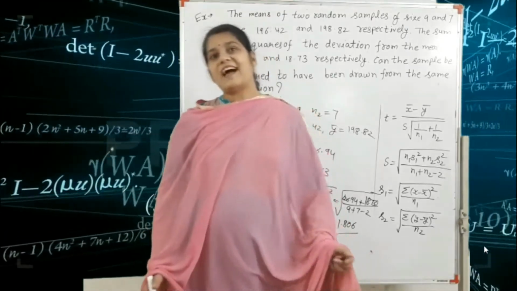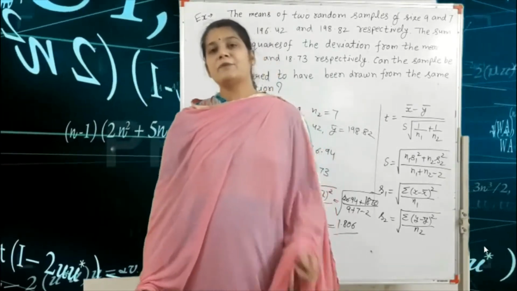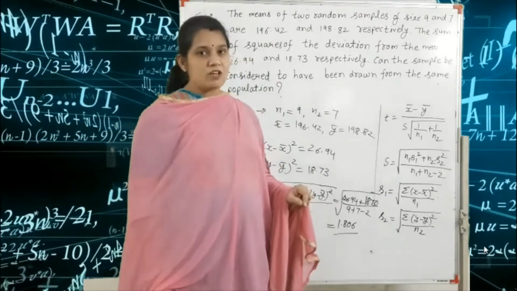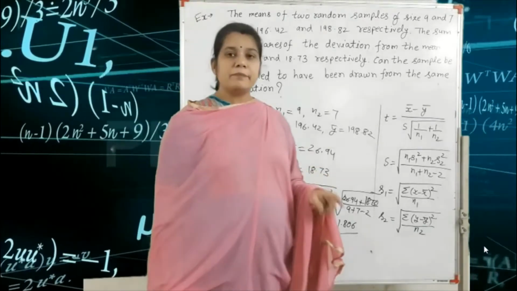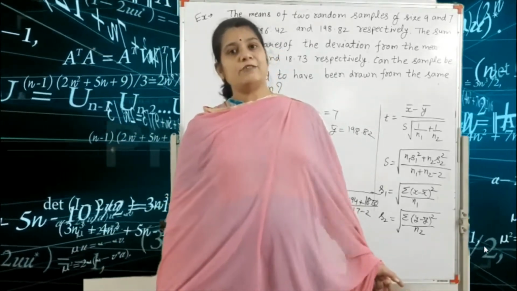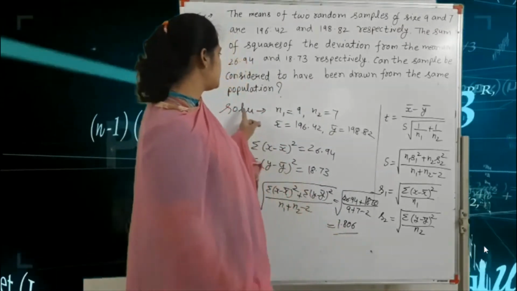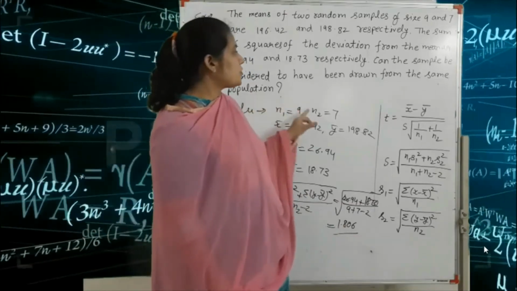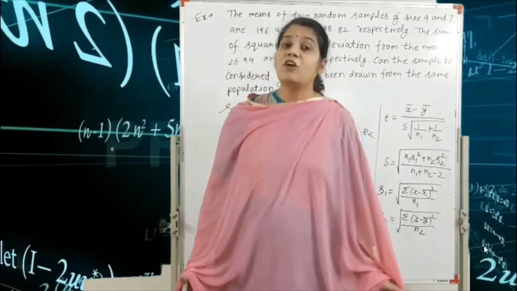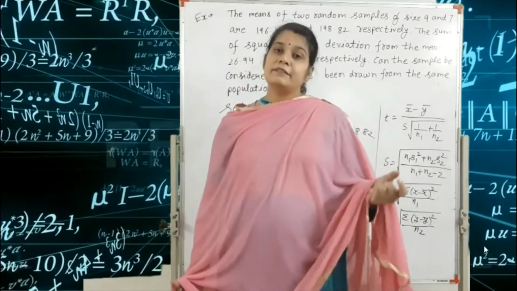After that, we write the steps. The first step is the null hypothesis. The null hypothesis H naught is mu1 equal to mu2. Because this example depends on the mean, we use the t student test, because the number of samples is less than or equal to 30. The null hypothesis is that the samples are drawn from the same population, and the alternative hypothesis is mu1 not equal to mu2. That means this is a two-tailed test, because there is no comparison between the two populations.